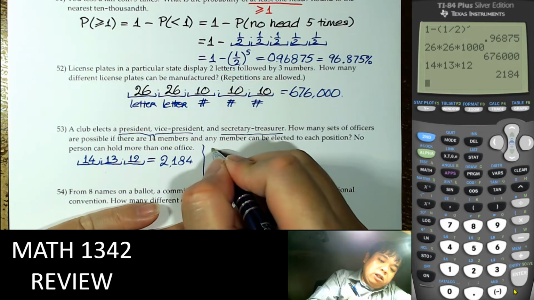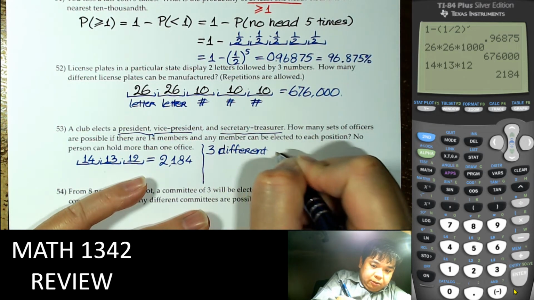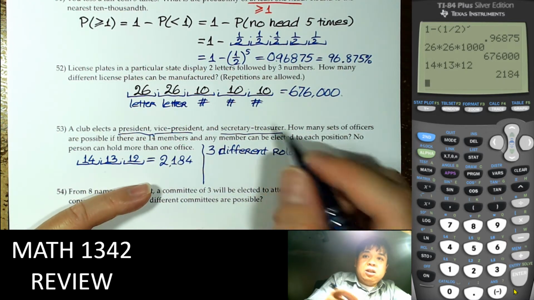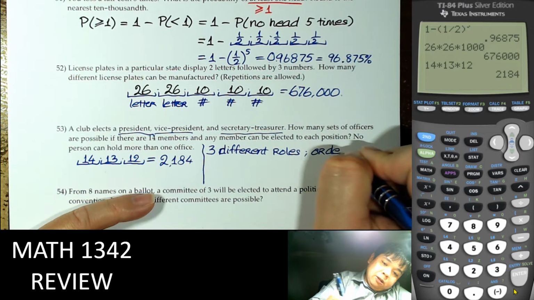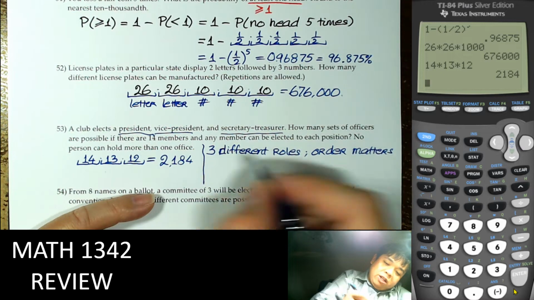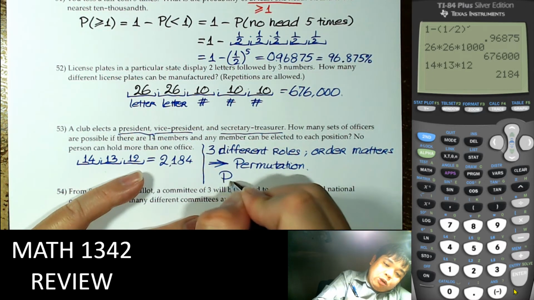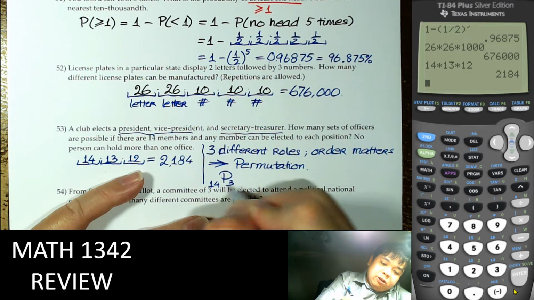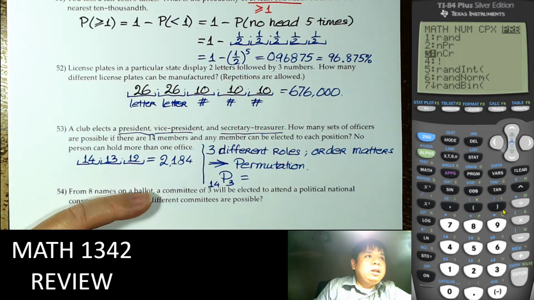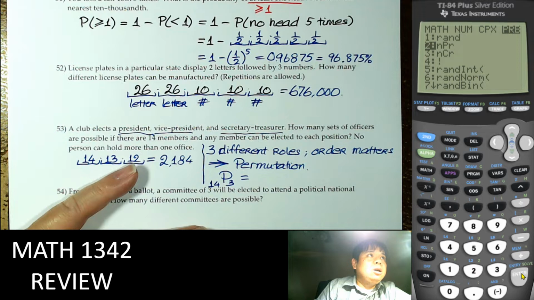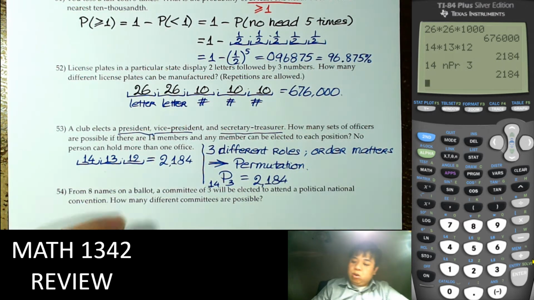Another way is using permutation, because there are 3 different roles. That means when we select, order does matter. Right? We choose the first person to be president, the second person to be vice president, and so on. Order matters. When we have this, we have permutation. In this particular case, we're going to choose 3 different roles from 14 people. So in the calculator, 14, math, go to probability, and for permutation that's option number 2. And we do 3. And of course we should get the same thing. So there are 2,184 different ways to do that.